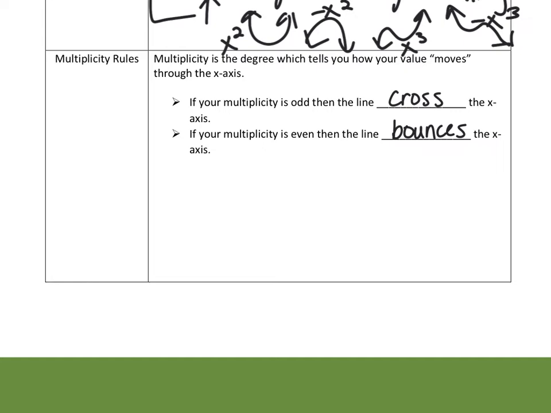So what I mean by this, for instance, if I just had a linear equation, just a line, okay, we can see that I totally just crossed that x-axis. It went straight through.